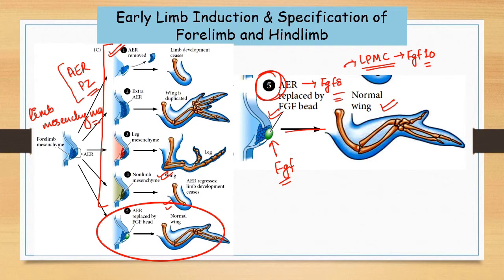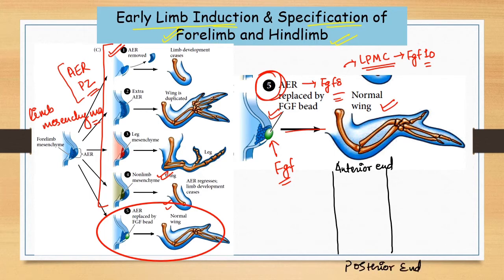Now the next question was, what are the different factors that help in specification of limb? That is, what are the factors that decide whether a forelimb will be formed or a hind limb will be formed? And this question started to rise after early limb induction experiments. So what happened during early limb induction experiments is, suppose this is a body trunk and this is the anterior end of the trunk, and this is the posterior end.